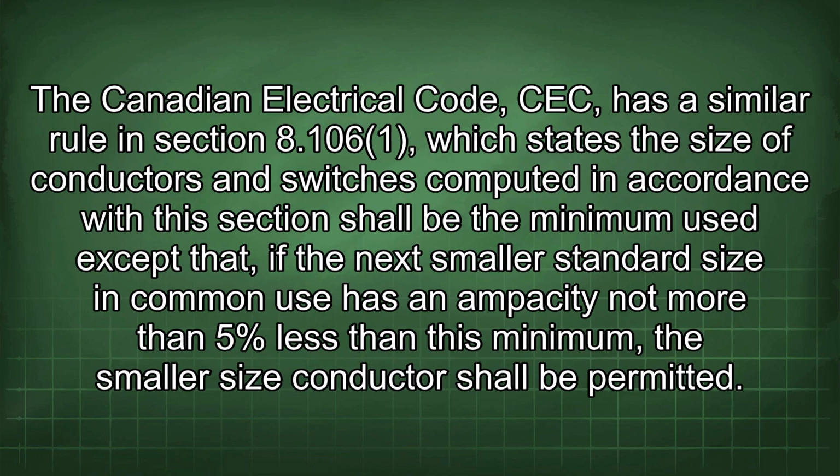The Canadian Electrical Code (CEC) has a similar rule in section 8.106, which states the size of conductors and switches computed in accordance with this section shall be the minimum used, except that if the next smallest standard size in common use has an ampacity not more than 5% less than this minimum, the smallest size conductor shall be permitted.